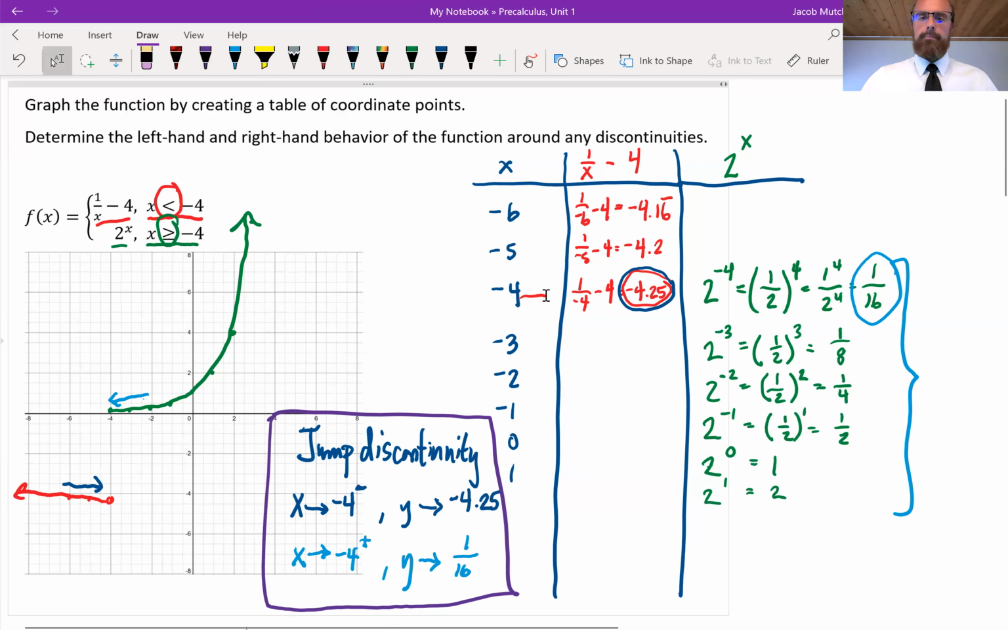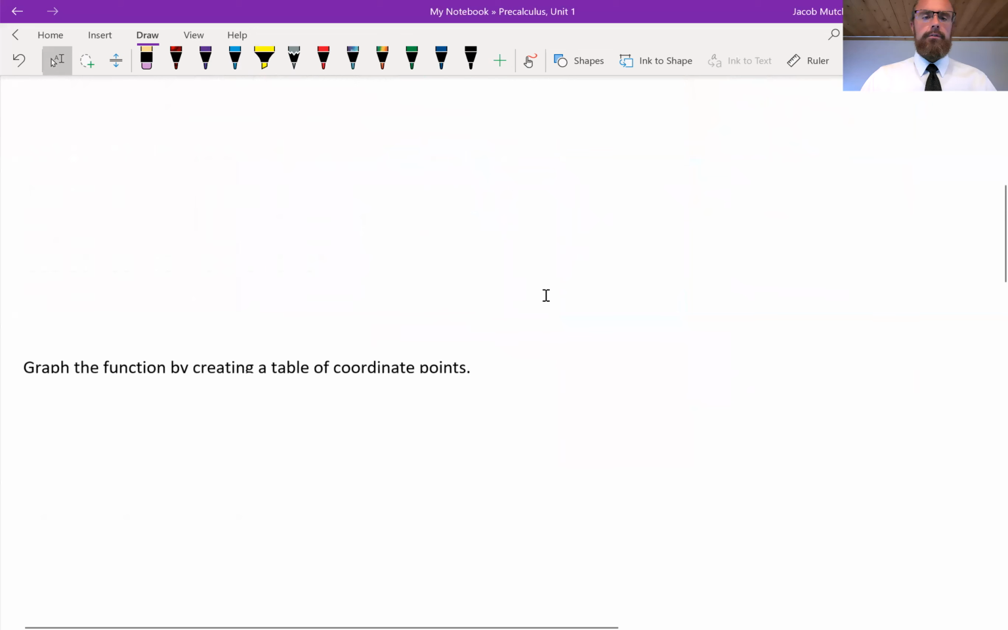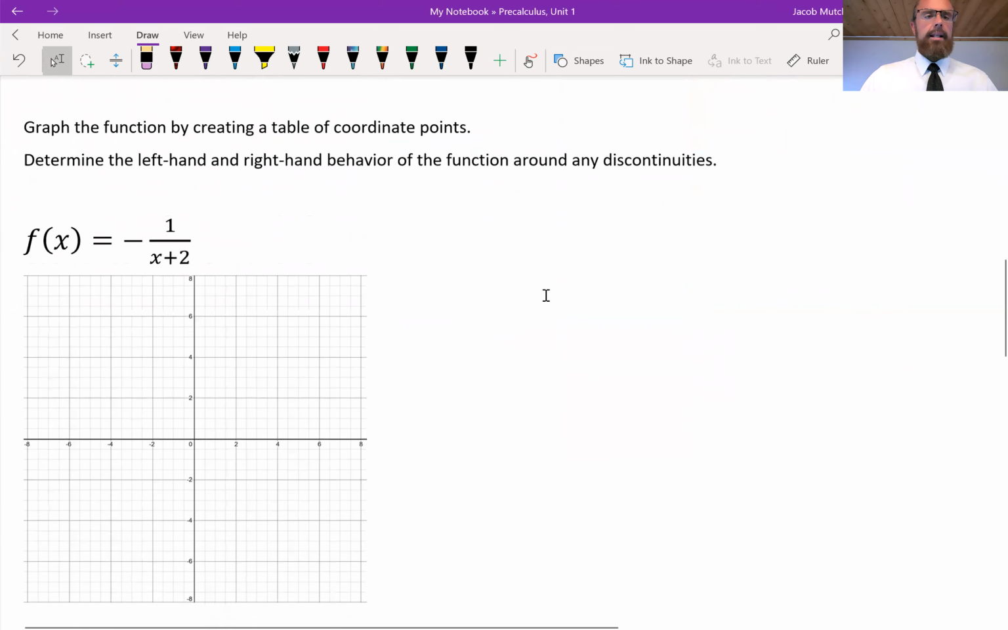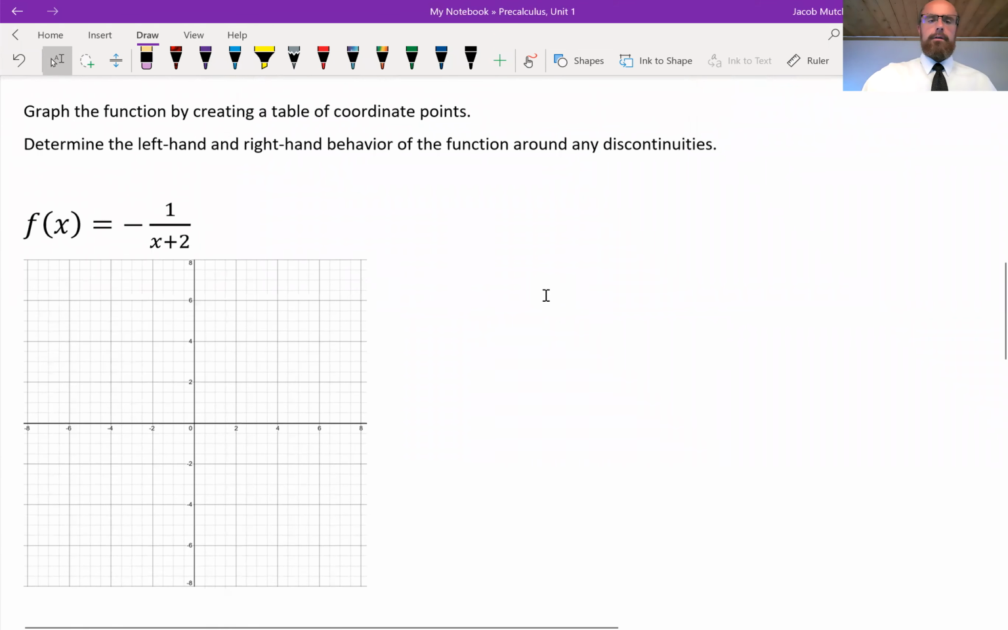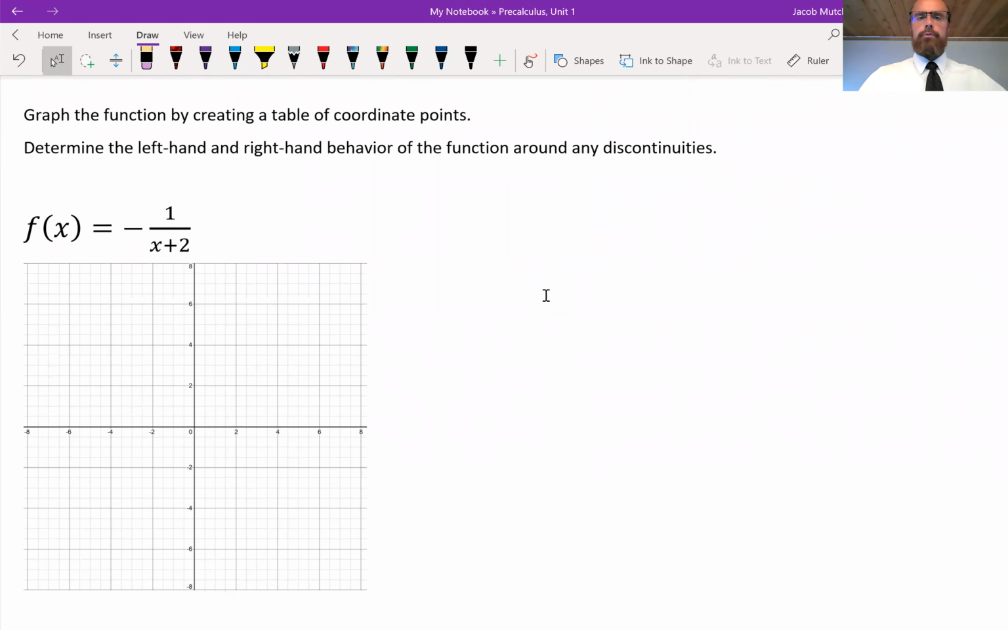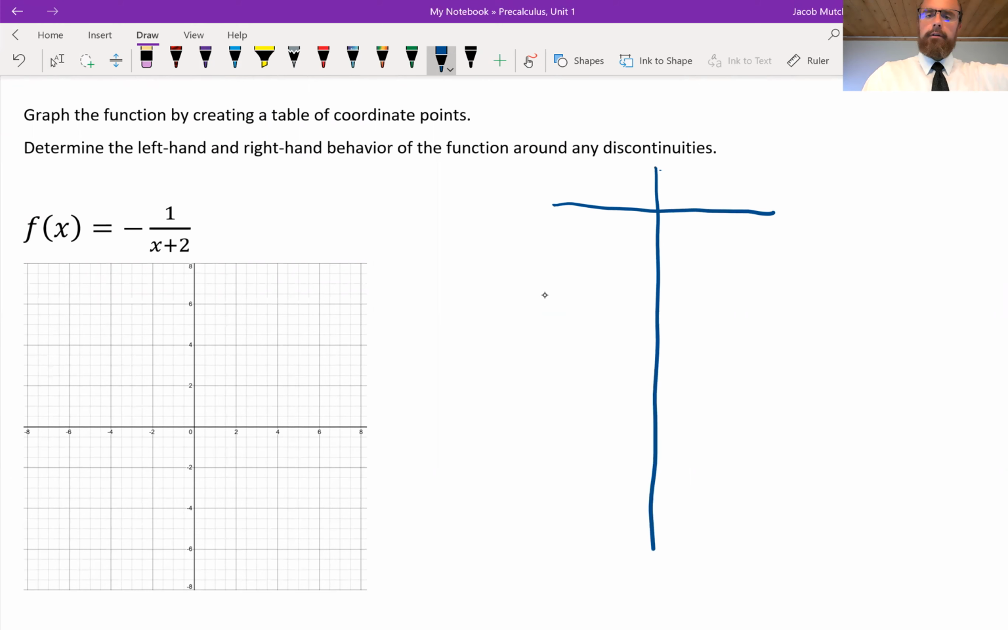Our second example is a rational function. So we're looking at f of x equals negative 1 divided by x plus 2. So we'll start again with a table. That's the way we're going to begin all of these because we want to look at the graph. And f of x. And I'm just thinking in terms of the vertical asymptote, just doing a little initial analysis.